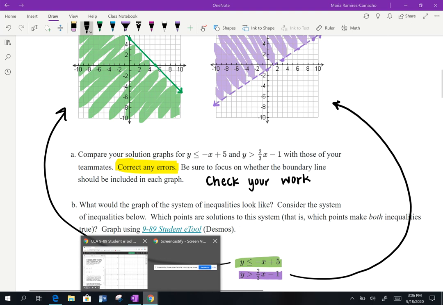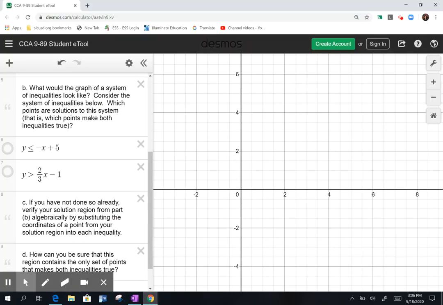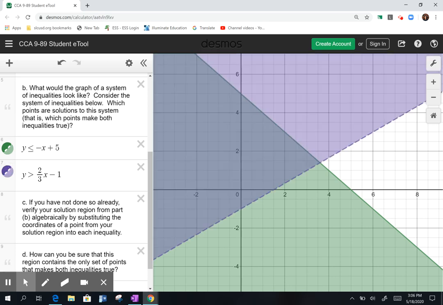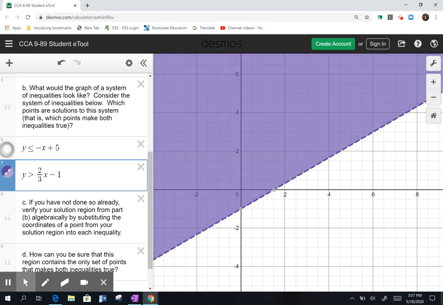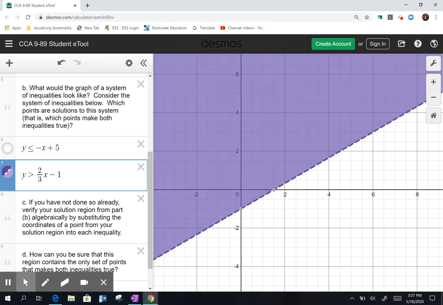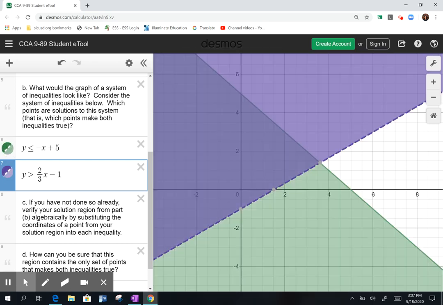So I have this preloaded Desmos page. Let's see. Here's that first inequality that we graphed. y is less than or equal to negative x plus 5. What do you think it's going to look like when we add the other graph? That is what it looks like. So we're overlaying essentially both inequalities on top of each other. Okay. That's what that one looks like by itself. That's what this inequality looks like by itself. And when we graph both together, this is what we get.